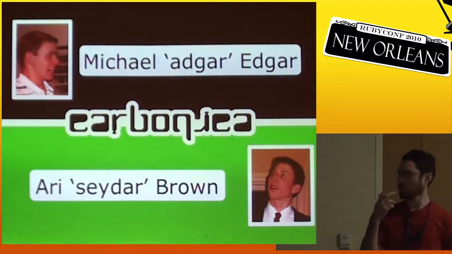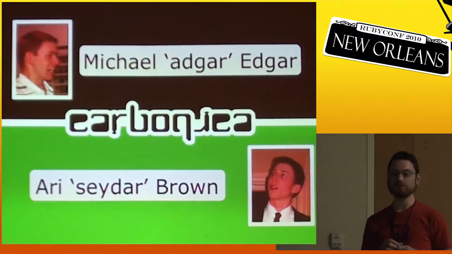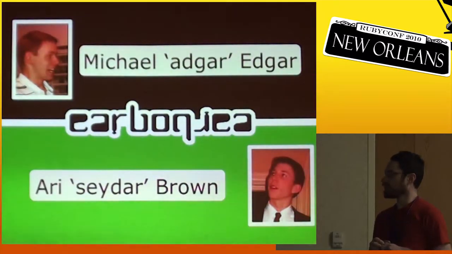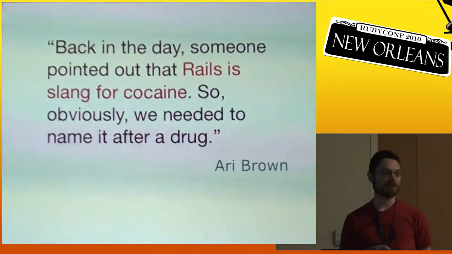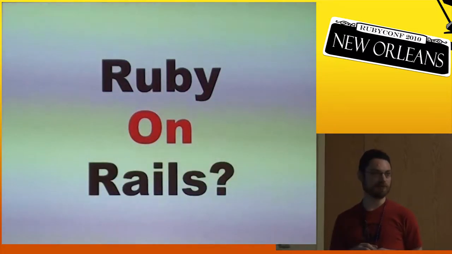So the name AMP is a little bit of a play on Rails, which apparently is a slang term for cocaine, which DHH was even talking about earlier today, which puts a whole new spin on Ruby on Rails.